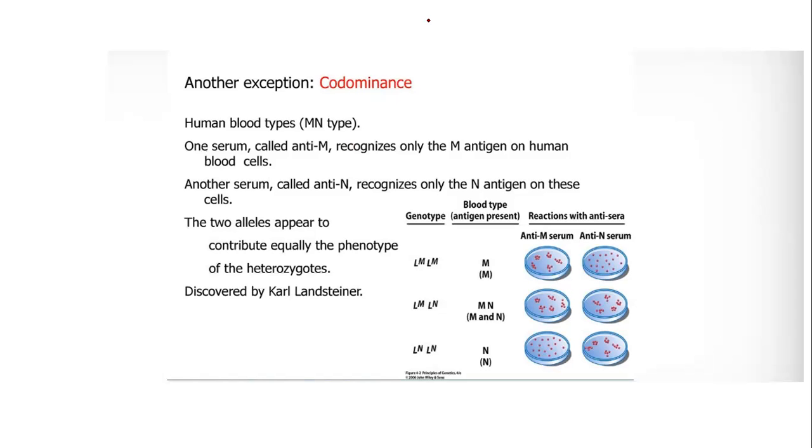In the human MN blood type, one serum called anti-M recognizes only the M antigen on the human blood cells. Another serum called anti-N recognizes only the N antigen on these cells. These two alleles appear to contribute equally to the phenotype of the heterozygote.